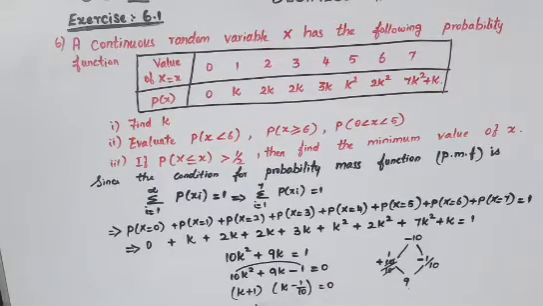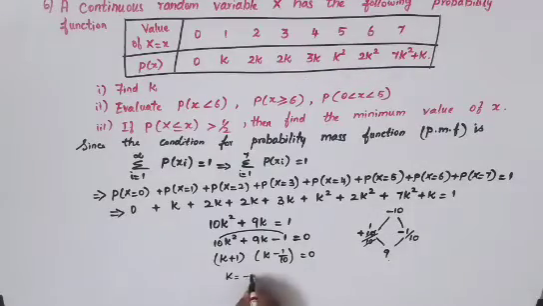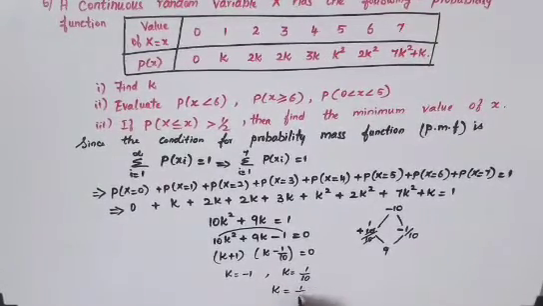Therefore the value of k is equal to minus 1 and k is equal to 1 by 10. So the value of k cannot be negative, so you can eliminate k is equal to minus 1. Therefore, k is equal to 1 by 10 as your answer.